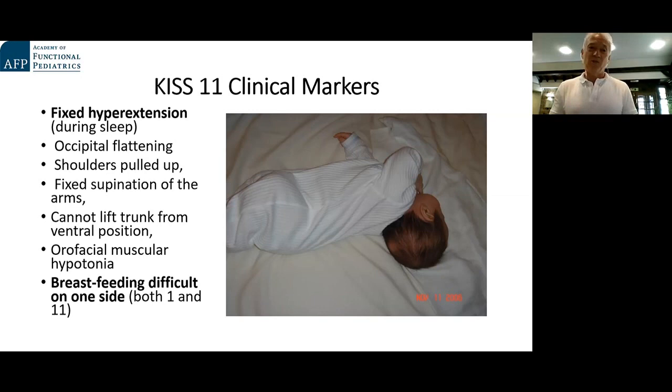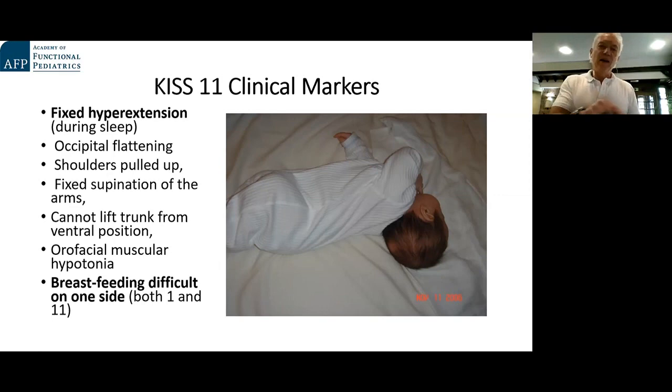They are not as common as KISS 1, but they are bad news. They'll tend to get occipital flattening, often asymmetric. The shoulders tend to be pulled up, fixed supination of the arms, lack of normal motion of the arms some of the time. They hate front time. They hate being on their front. They don't lift their trunk up very well because all this development of extensor tone has gone wrong in them. Oral facial hypertonia, so they won't move their mouth as well, so they'll tend to get breastfeeding difficulties, but they'll have breastfeeding difficulty on one side.